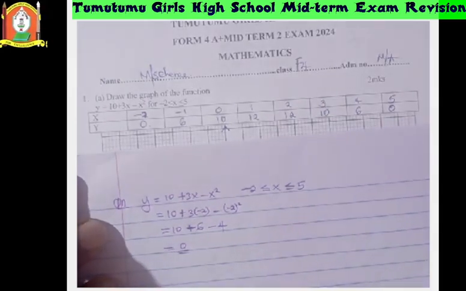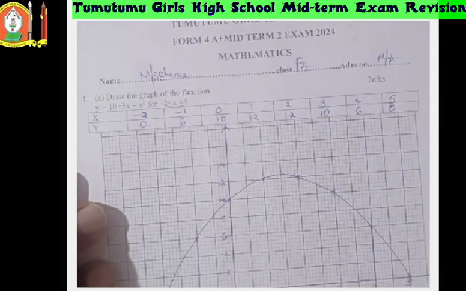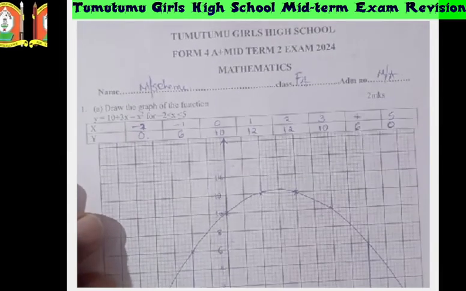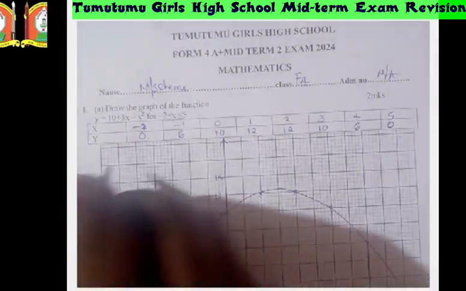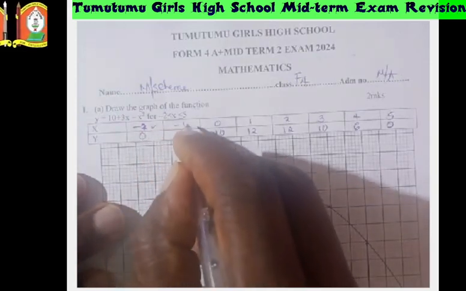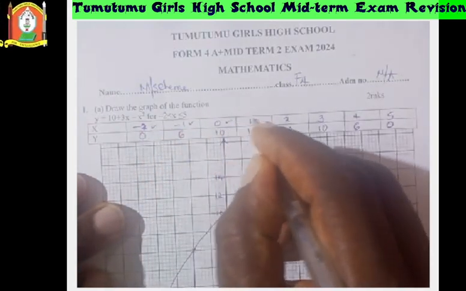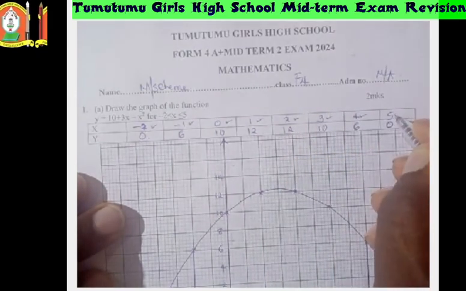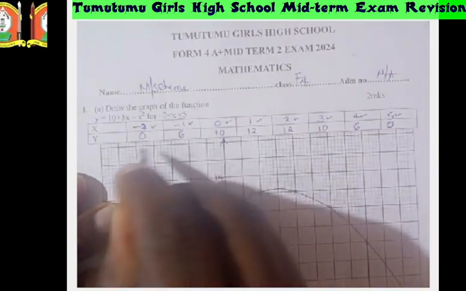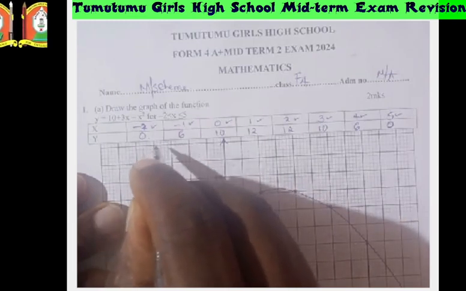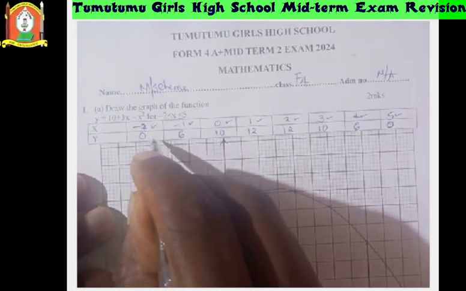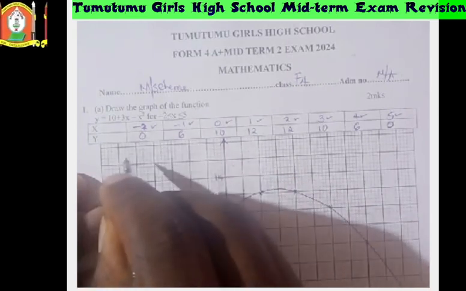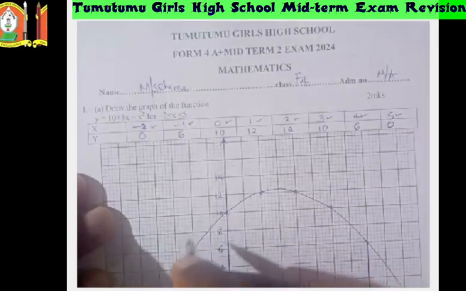And we do the same for all the values of x that we are given. For x equal to -2, -1, 0, +1, +2, +3, and then 5. So the corresponding value of y for every value of x is given here because I've calculated for the same.